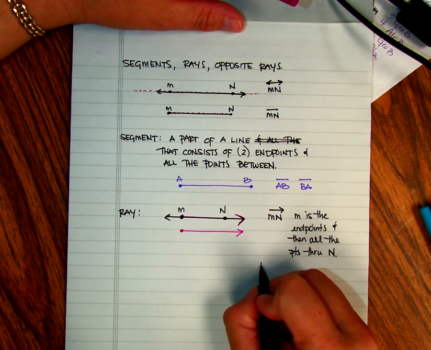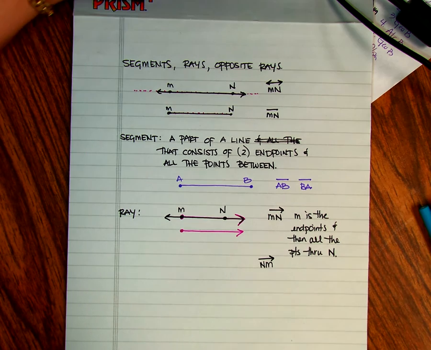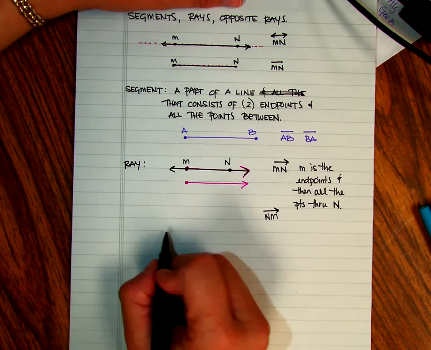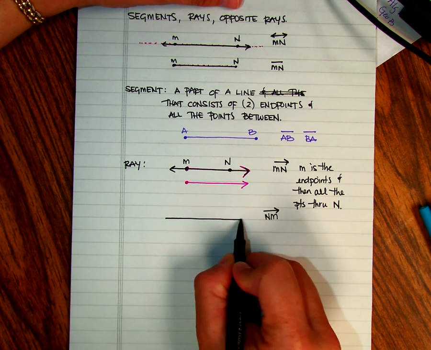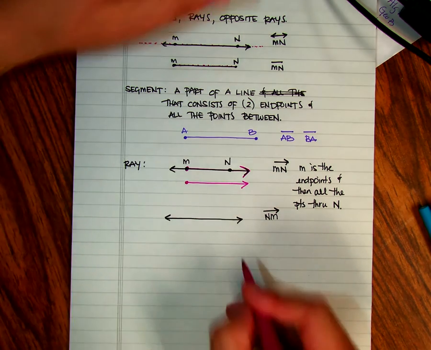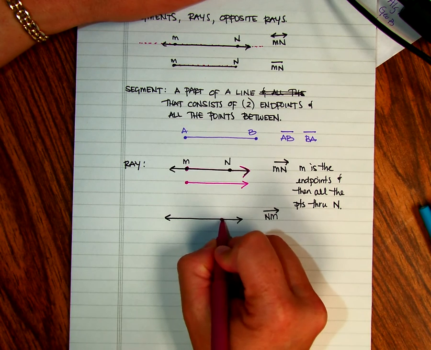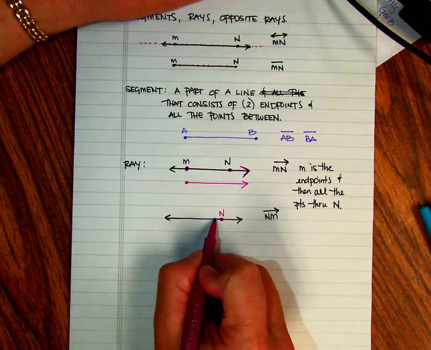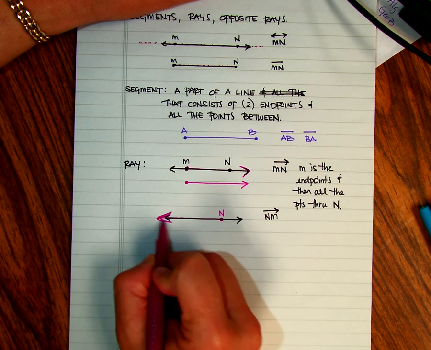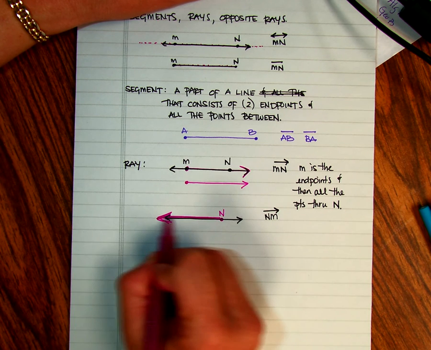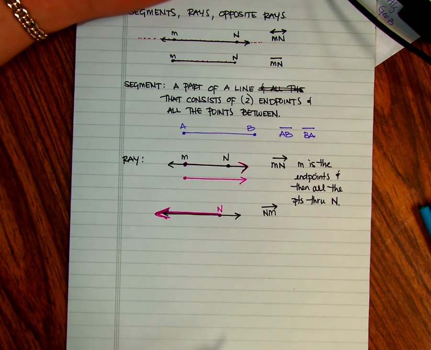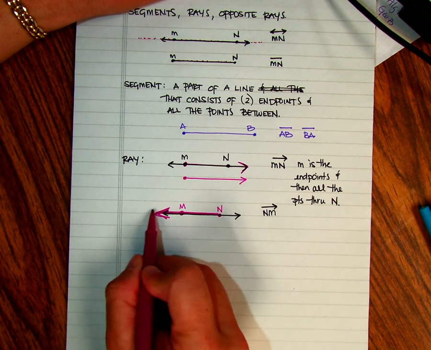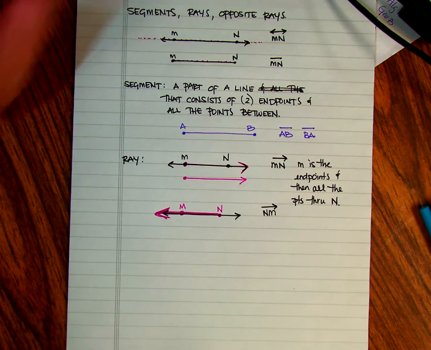Is ray NM, written like that, the same? Hopefully you said no. Because what I'd be looking at is point N, because it's the endpoint, and all the points through M in that direction. So that's covering a whole another set of points. I'm going through M. So starting at N, traveling through M. So N is the endpoint of your ray.